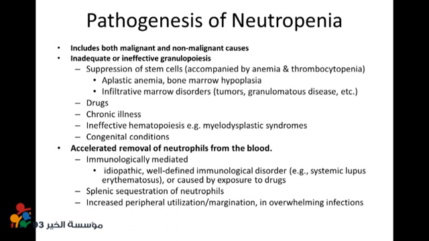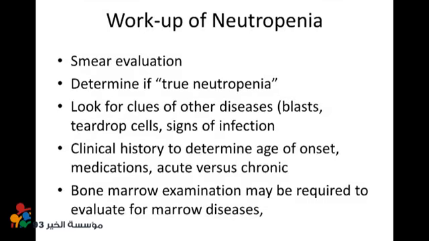Peripheral consumption could happen because of splenic sequestration of neutrophils, like in cases of hypersplenism. Also, increased peripheral utilization and margination could happen, as in circadian rhythm variation, or in some conditions like steroids, which may cause this change. Also, overwhelming infection could be associated with peripheral consumption of neutrophils as well.